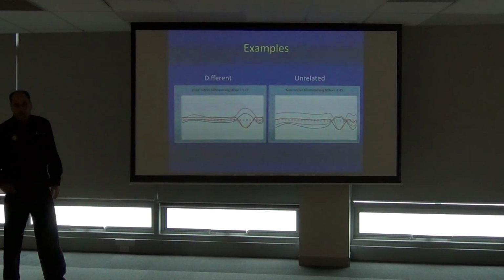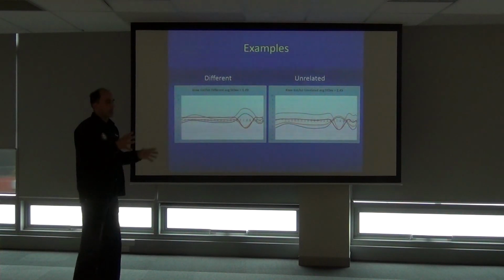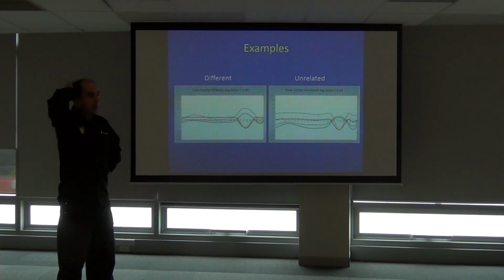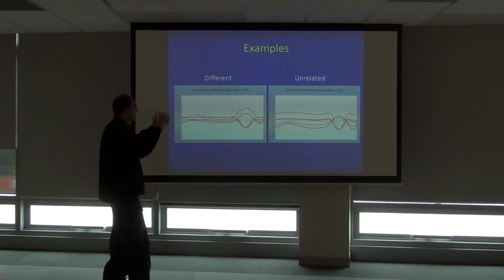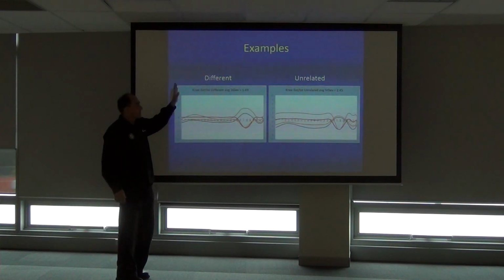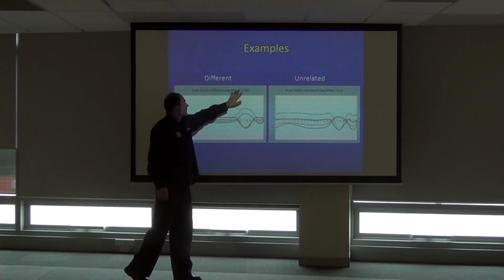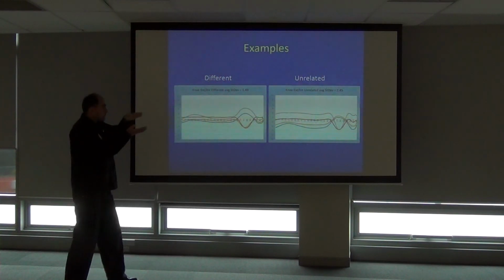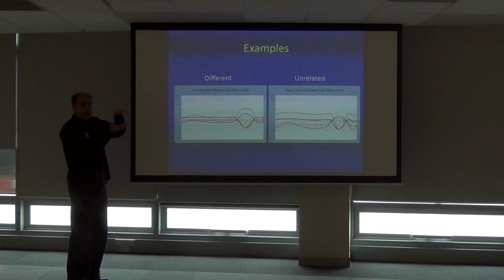Okay. Well, I've just thrown this up because what is different and unrelated? What does that look like? Well, here's just an example. I've just pulled out some data. This is knee internal, external. Doesn't really matter what it is, really. But the 1.49, that's right in the centre of that band of different.